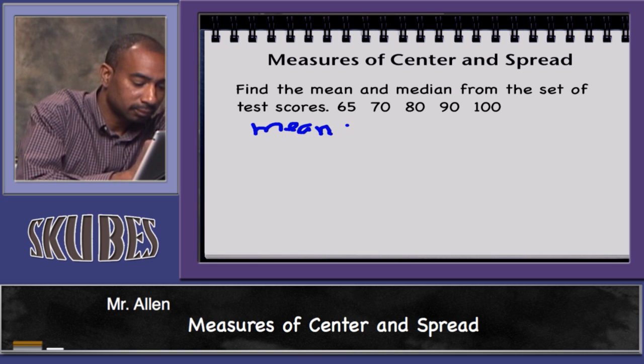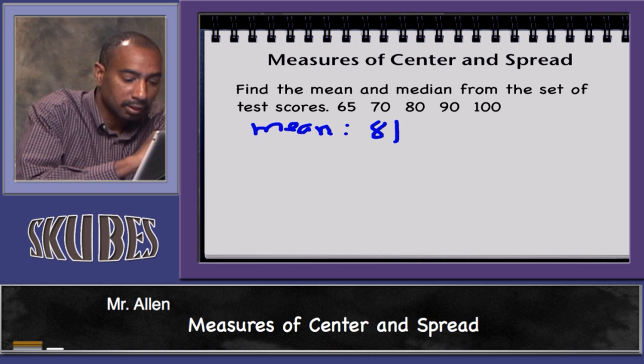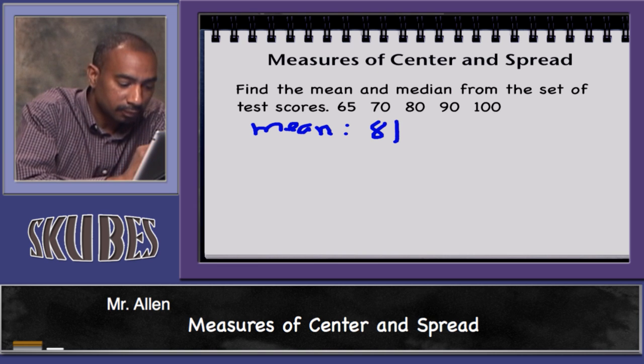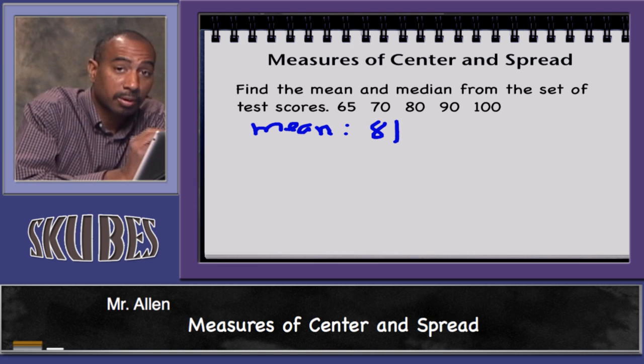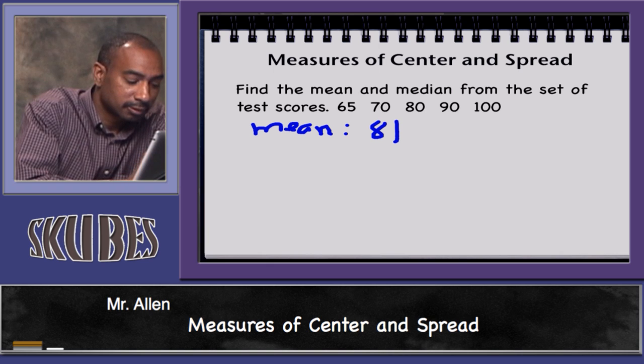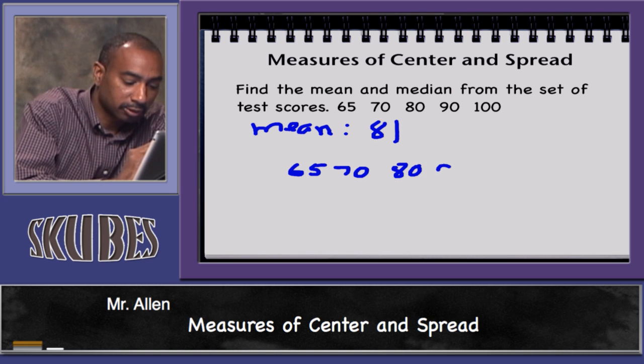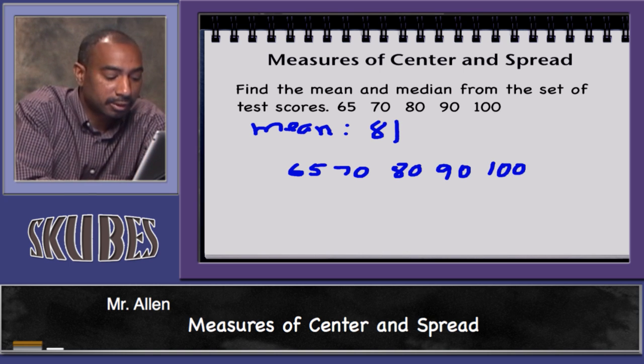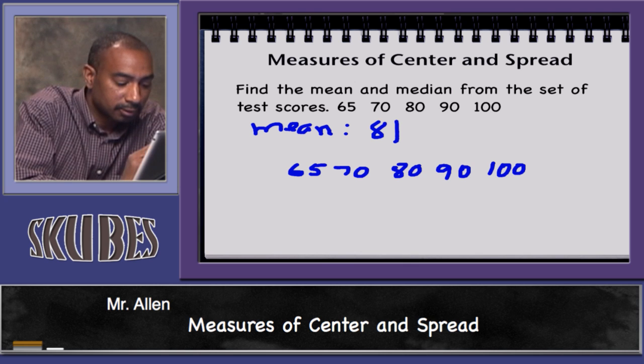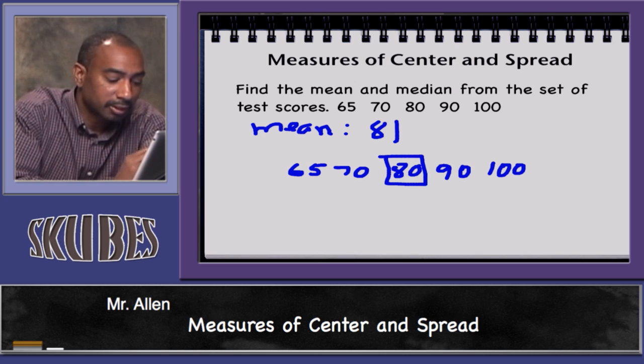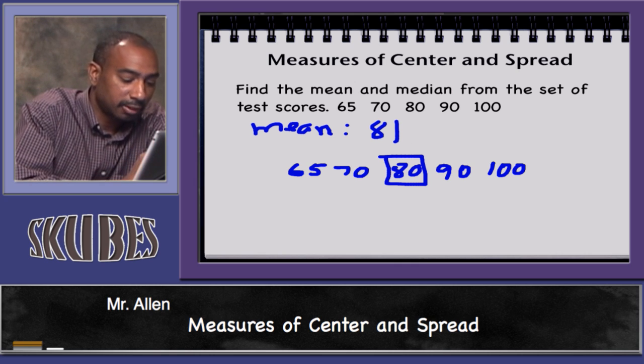If I want to find the median, I look at the set of scores and I make sure I write them in order. So 65, after that is 70, 80. So it looks like they're in order. Then you want to look for the middle number. So look carefully, since we have an odd number this time, we know that 80 is the middle number there. So the median is 80.